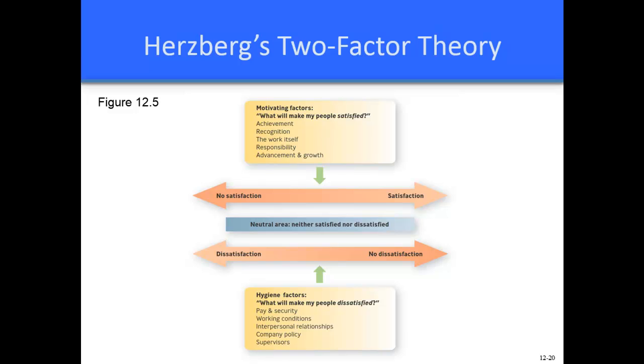Work satisfaction arises from motivating factors, and work dissatisfaction arises from hygiene factors. Hygiene factors are lower level needs. Motivating factors are higher level needs. The two areas are separated by a zone in which employees are neither satisfied nor dissatisfied. You can see that here in figure 12.5 in the neutral area.